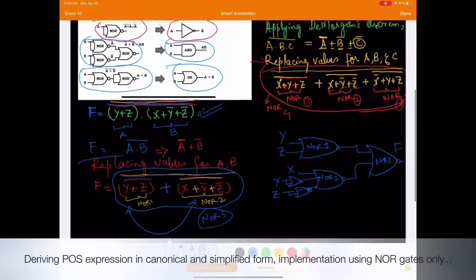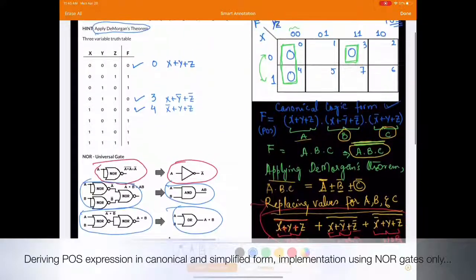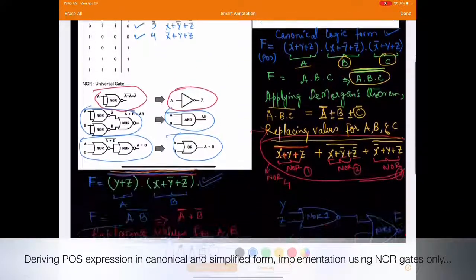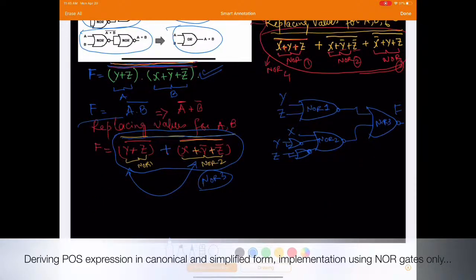I hope you learned how to derive a POS expression in both canonical form and also the K-map expression form, and then take it from there, apply De Morgan's to come up with a simplified expression and implement the logic using NOR gates.